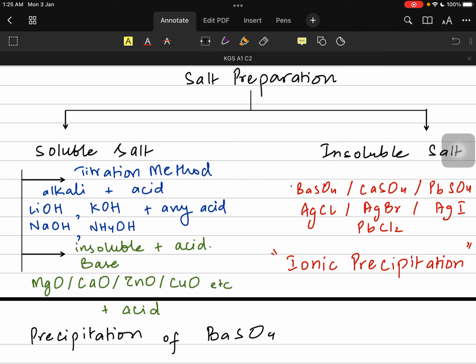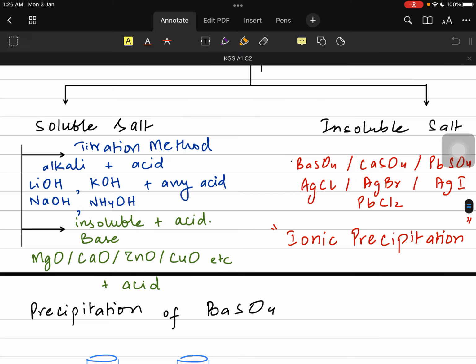Sup guys. So in the previous video we were talking about salt preparation. We know that salts could be soluble or insoluble. We know that the insoluble salts are definitely made by the ionic precipitation method, and the soluble salts could be made by one of the two methods. So the very last video was largely about the titration method, in which we used to mix an alkali with an acid, and we talked about the whole process of it.